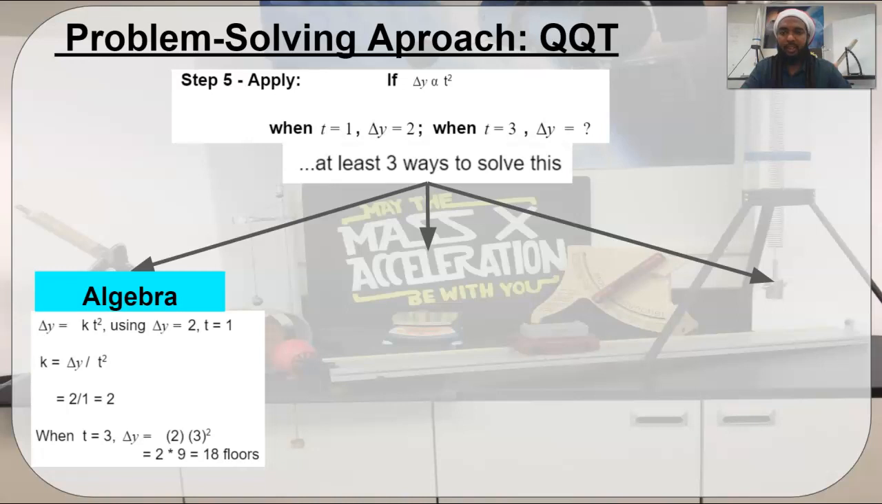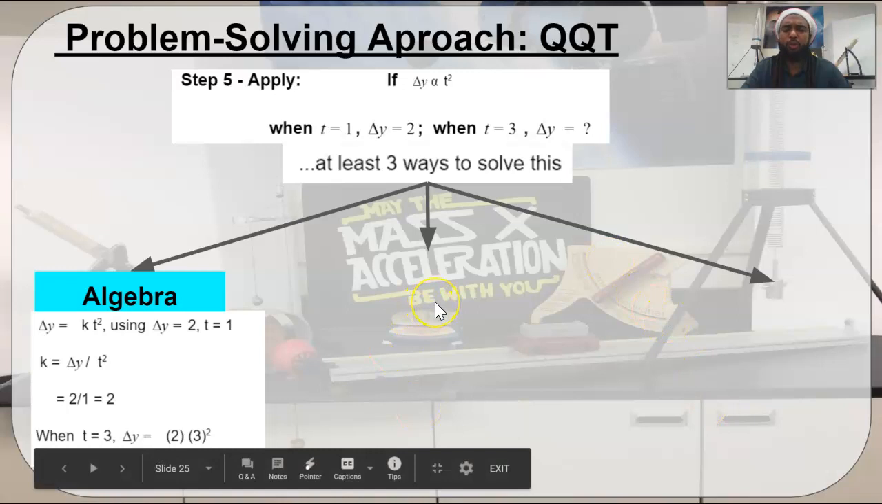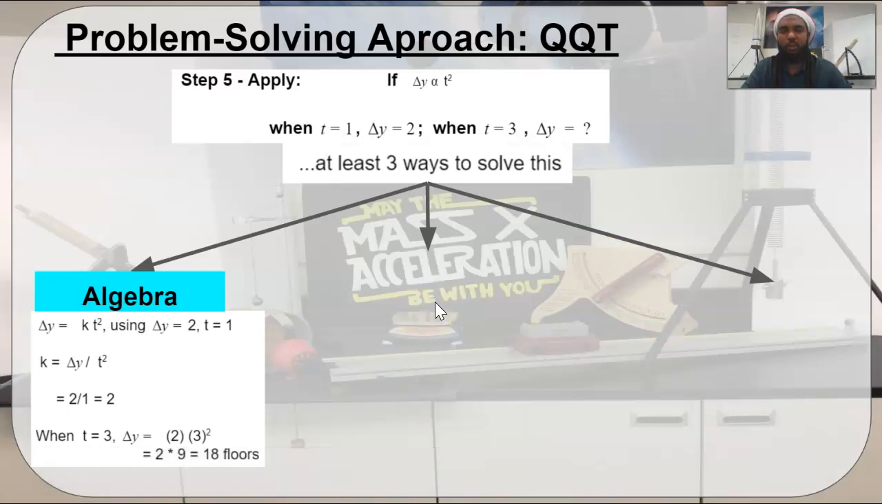And then using that constant and the same equation, now with that constant, delta y is equal to k times t squared. In this case, you can plug in your final condition of t is equal to 3 and solve, and you get 18 floors. You could also do something similar by going back and using the equation delta y equal to 1/2 a t squared, and it will give you the same answer.